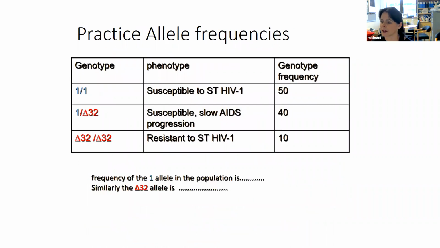Okay, so you can have a go at this one. I've changed the numbers to make it easy, so you can do it without a calculator, so I can do it without a calculator. So the same phenotype, same genotype, I've just changed the genotype frequency so you can work out what the alleles are.